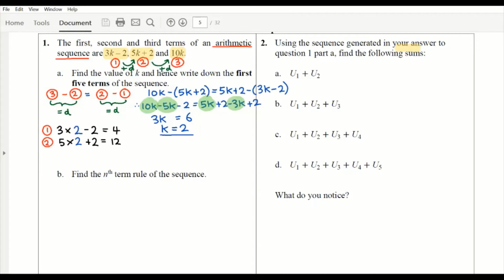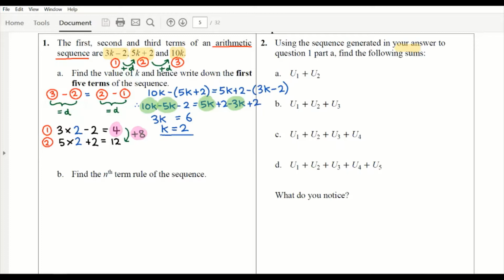So now I can establish what the common difference is going to be. And again, you don't have to do it this way. There's lots of ways of doing this. So my common difference is, of course, going to be 8. So now I can write down my sequence. So I now know from the work I've done, my first term is 4. My common difference is 8.